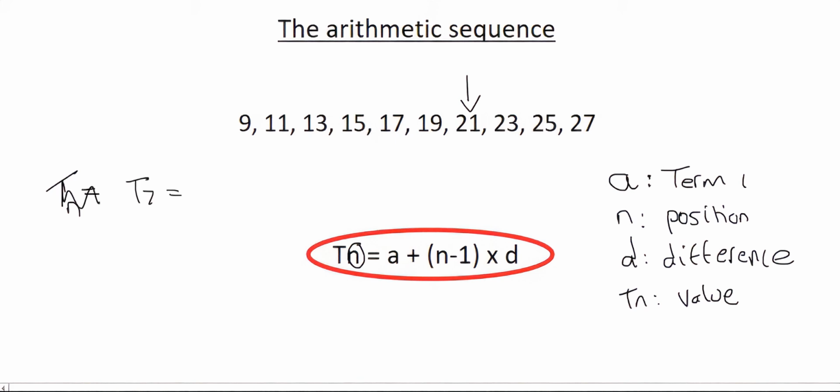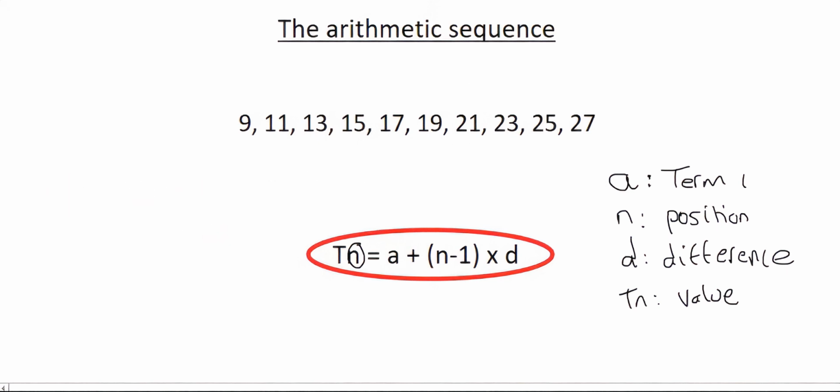T7 is equal to A. A is always the first term, so that's 9. Plus N, well, that's at position 7, so we'll say 7 minus 1, times D, which is 2. And if you had to work that out, you would get 9 plus 12, which is 21. You see, so the formula helps us determine any particular number that we want.